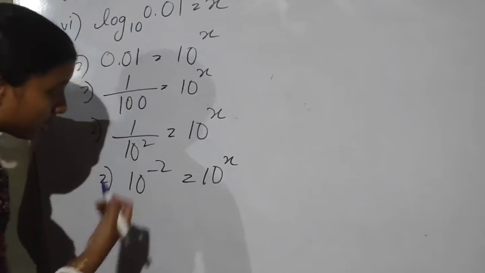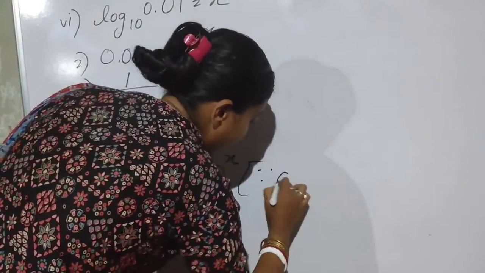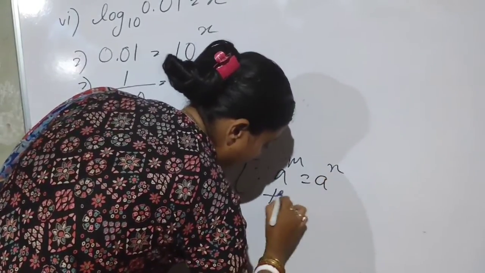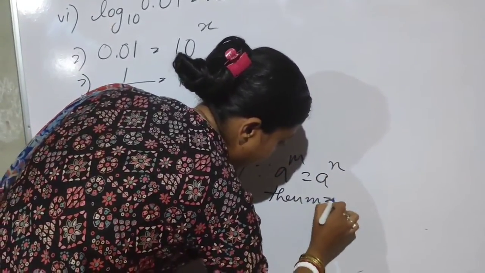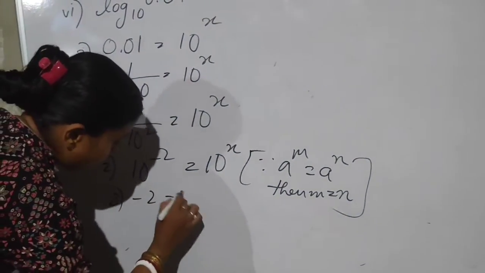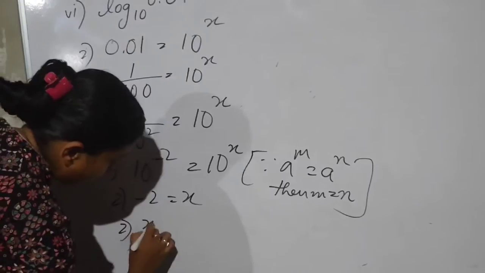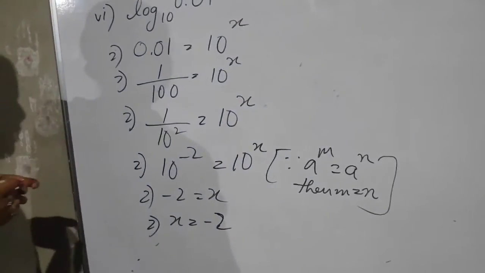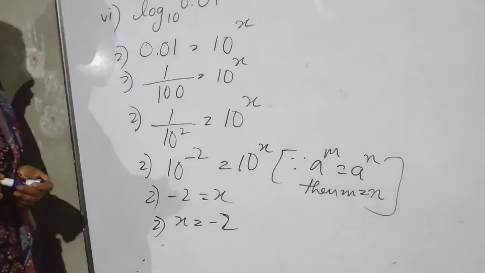So from here using this one only, if a to the power m equal to a to the power n, then m equal to n, right? So you can write here that minus 2 is equal to x, or x equal to minus 2. So we have got the value of x as minus 2, right?